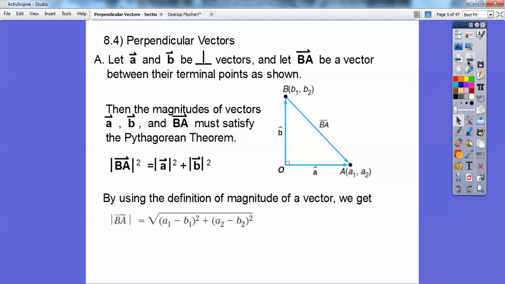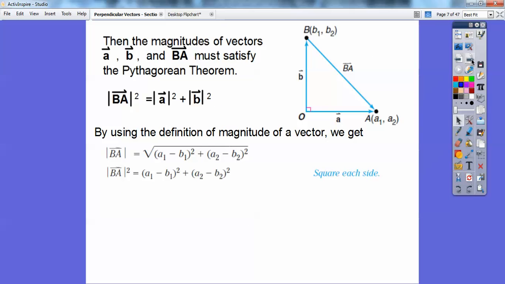Let's go ahead and use our definition of the magnitude of a vector, which is our length. Remember the length of vector BA? By definition, it is the square root of, you subtract your x's, so this x minus this x squared, plus this y minus this y squared. That's all that says. So what I'm going to do is take both sides and get rid of this radical by squaring both sides. I just squared each side. Then I'm going to FOIL this out and FOIL this out. Hang in there. You'll see why I'm doing this in just a second.